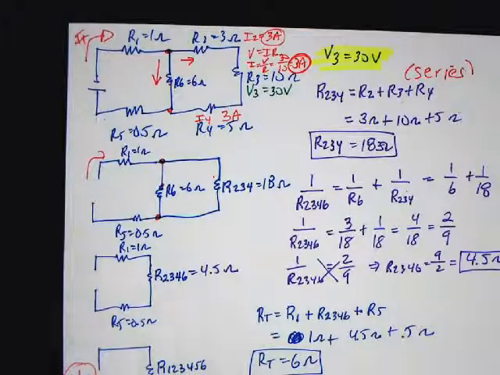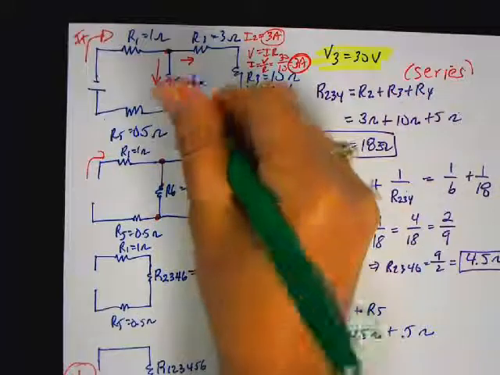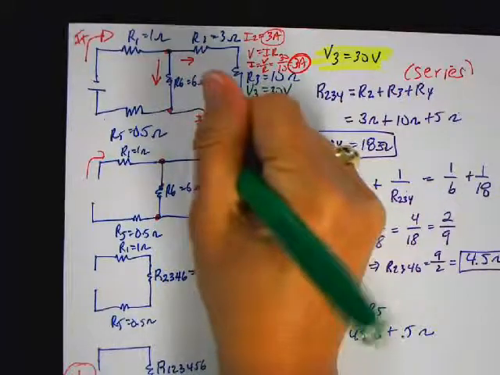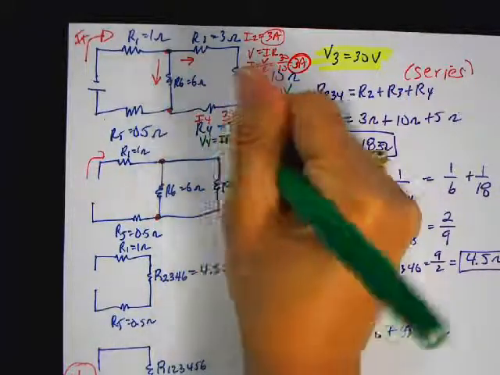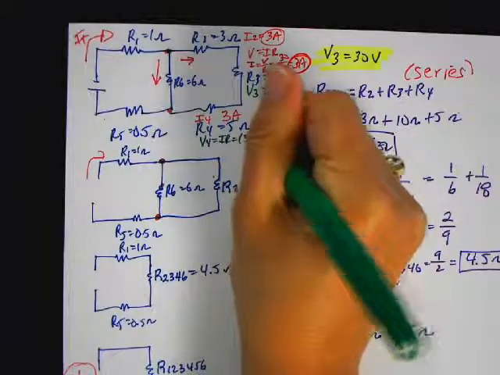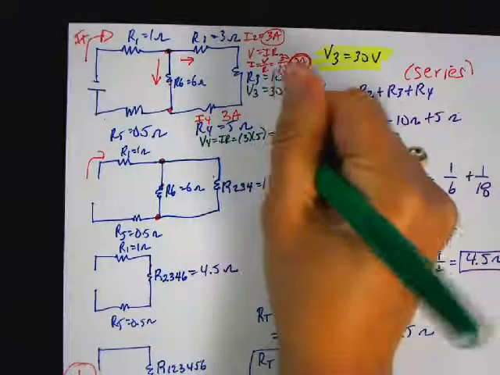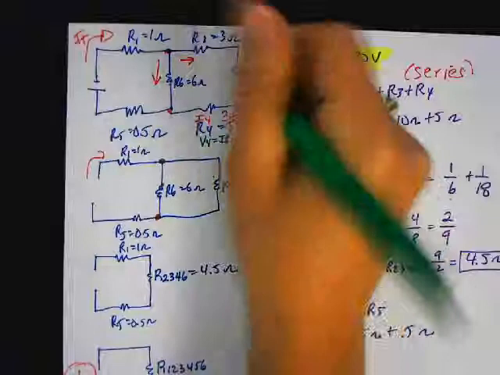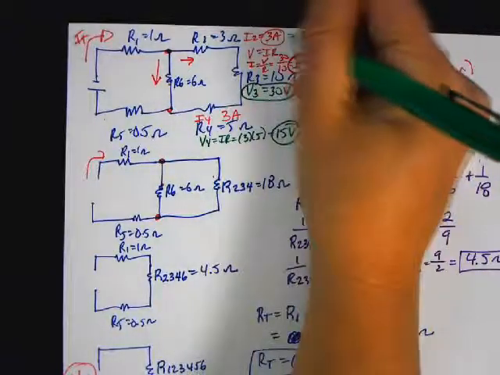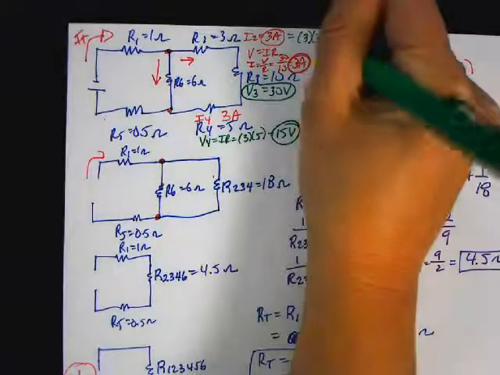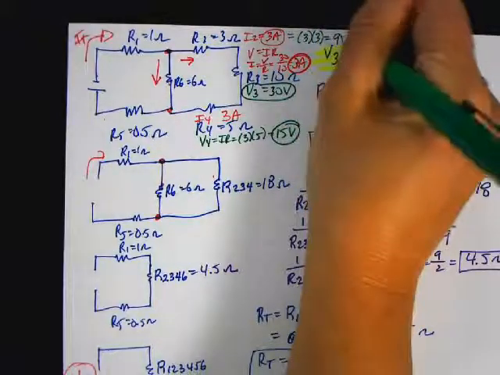Now, there's more than one way to do this. So I'm going to show you one way, and then we'll check it another way. So the voltage drop across this resistor here, V4, would be IR. So 3 times 5 is equal to 15 volts. This I already found was 30 volts. And then the voltage up here would be 3 times 3, which would be 9 volts.